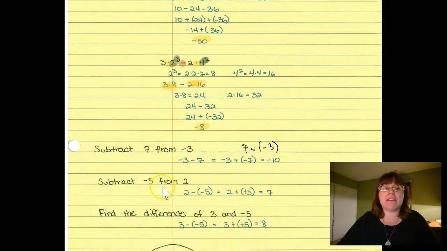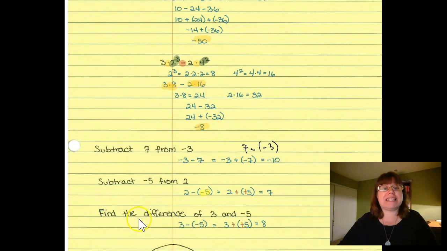Subtract negative 5 from 2. Now we're taking the negative 5 away from our second number of 2. So we're going to write it as 2 minus a negative 5. We're going to change it into an addition problem by adding the opposite of negative 5. So that's adding 5. So 2 plus 5 is 7.